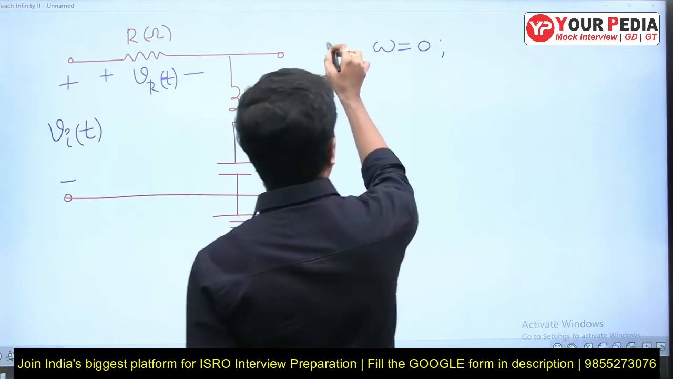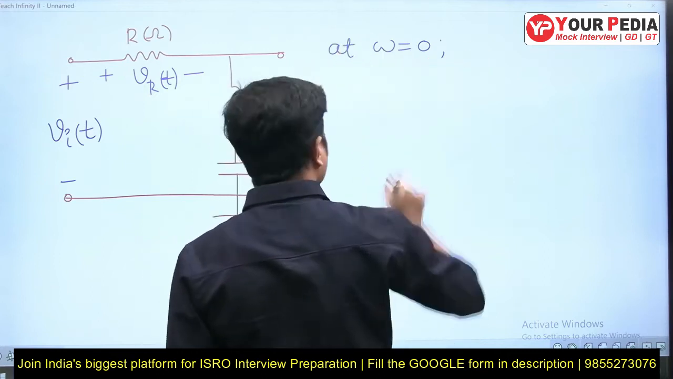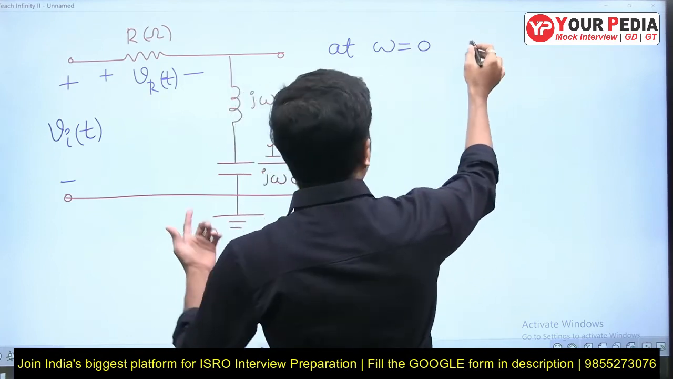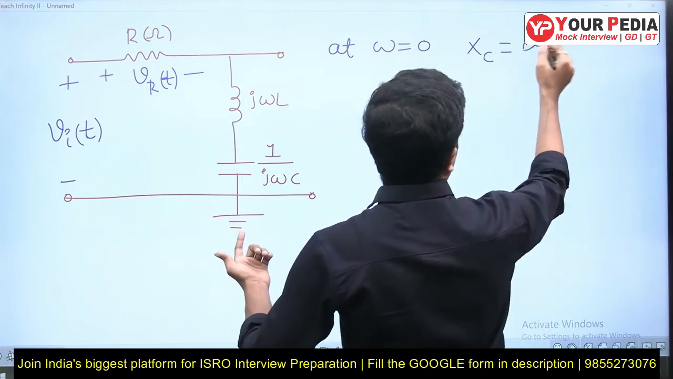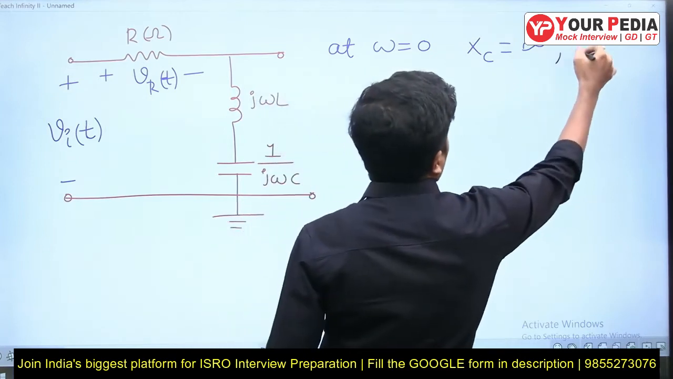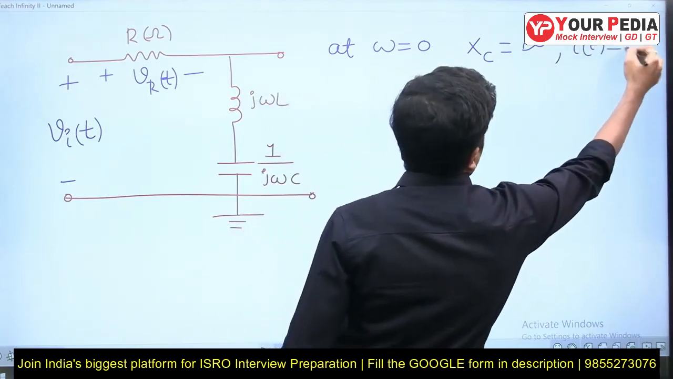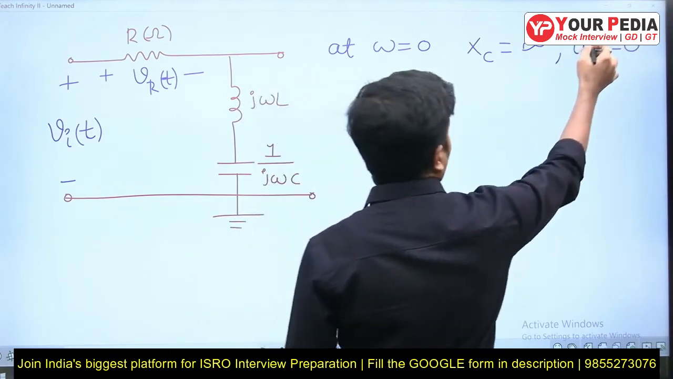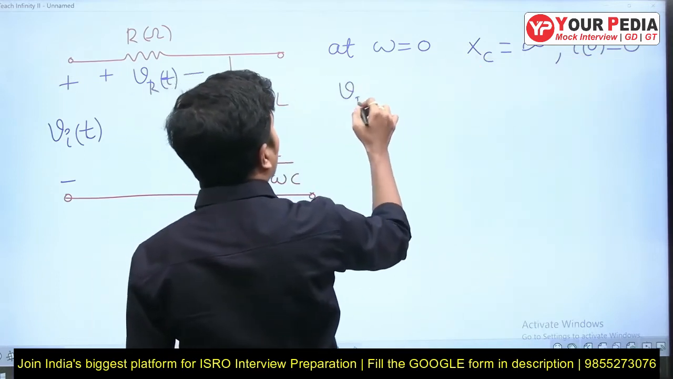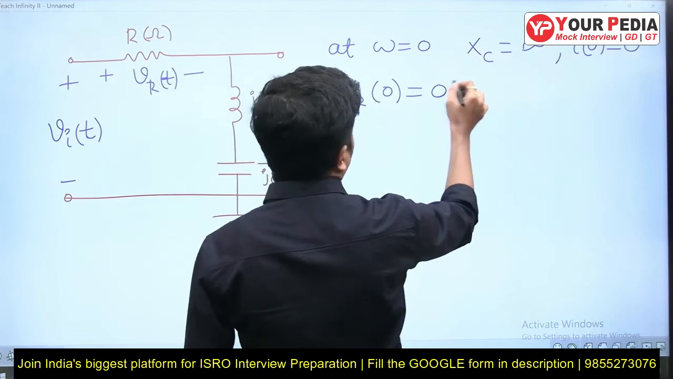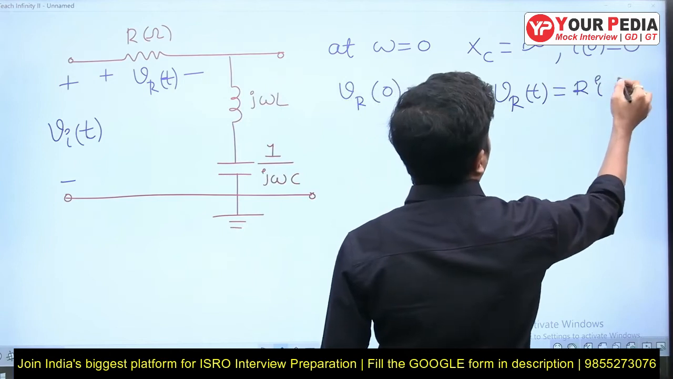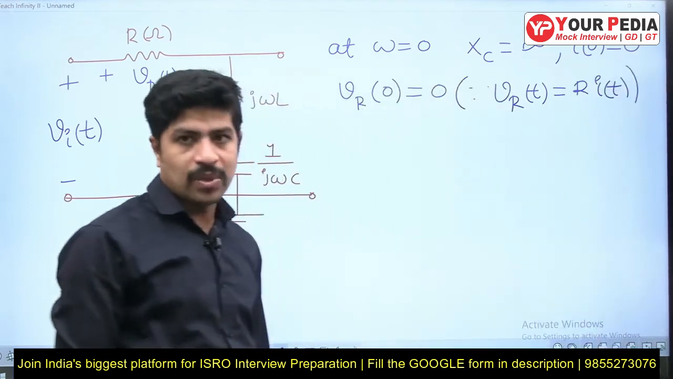First of all, at omega equal to 0, let's see what happens. At omega equal to 0, the capacitive reactance XC is equal to infinite. This is an open circuit, so the total current flowing is 0. Instead of I of t, I'll write I of 0 is equal to 0. If I of t is 0, then Vr of 0 will be 0. Why? Because Vr of t is equal to R into I of t.